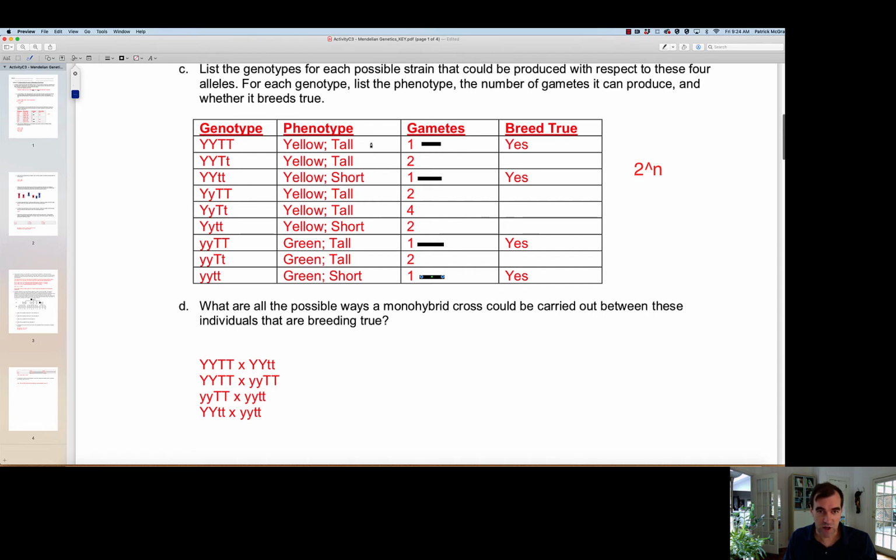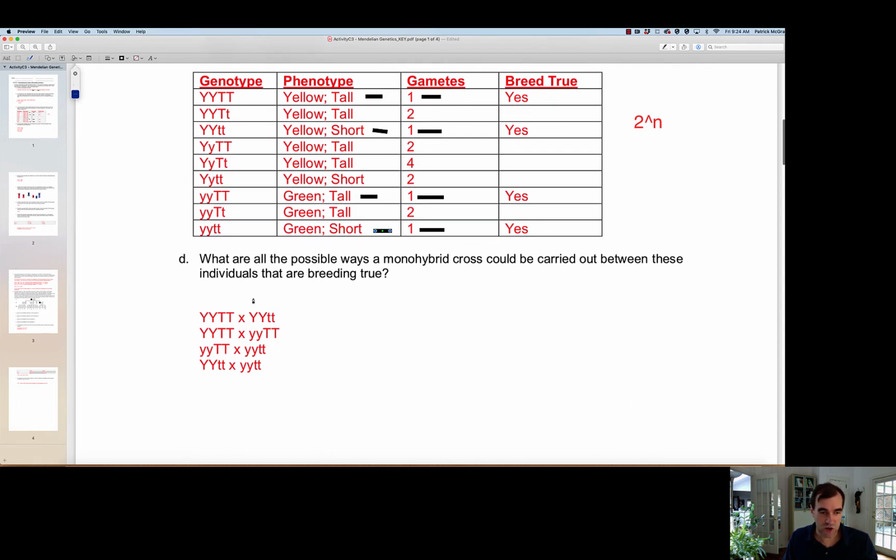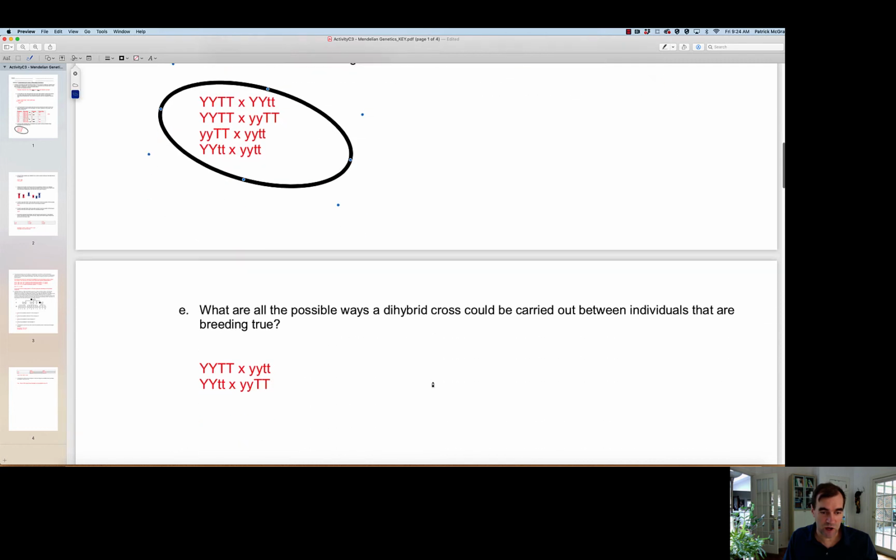If we look at this one right here and this one right here, yellow tall, yellow short, there's only 1 trait that's different. And so we know that's an example of a monohybrid cross. If we look at this individual here, yellow tall, green tall, there's 1 character that's different. Yellow tall, green short, there are 2 characters that are different. So this is an example of a dihybrid cross. There's a total of 4 different ways you can do the monohybrid cross, and a total of 2 different ways that you can do the dihybrid cross.